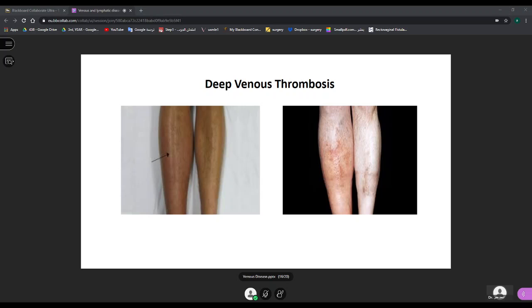If there is a swelling affecting the blood return to the heart, it's called what?